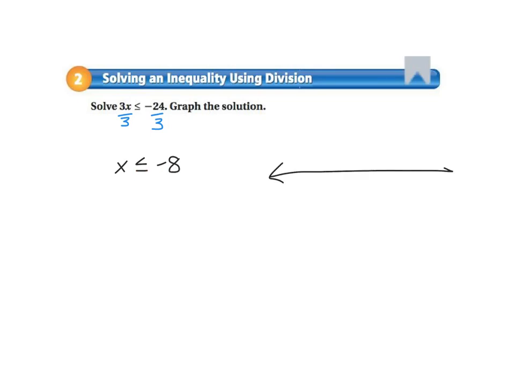So a quick graph. We have negative 8, negative 7, and negative 9. Since it's less than or equal to, I use a closed circle because negative 8 is part of our answer. And we want all the numbers that are less than that, so we graph to the left. Remember, with negative numbers, I know that they look like they're getting bigger, but since they're getting more negative, they're actually getting smaller.